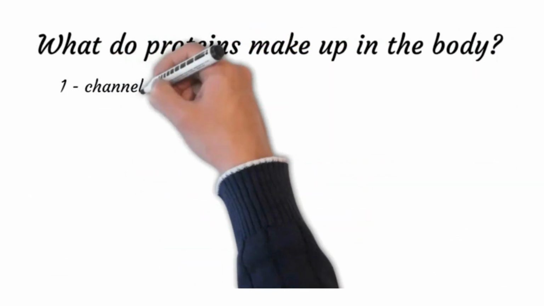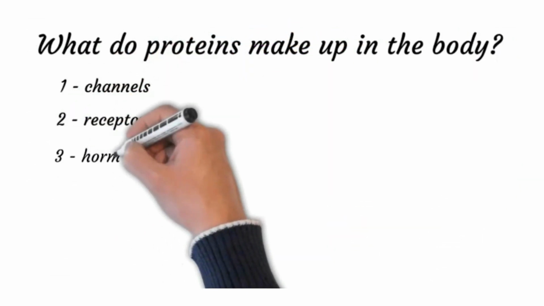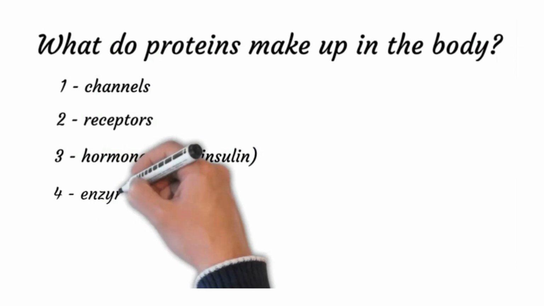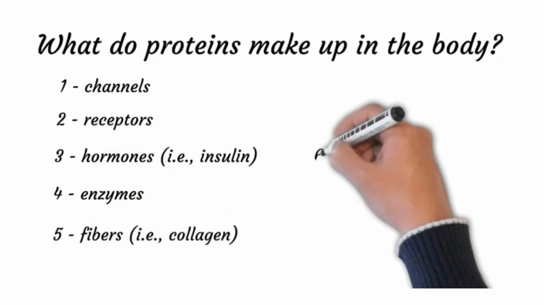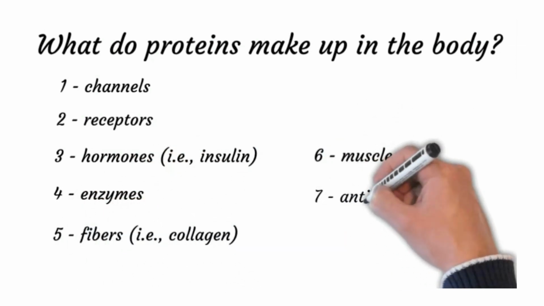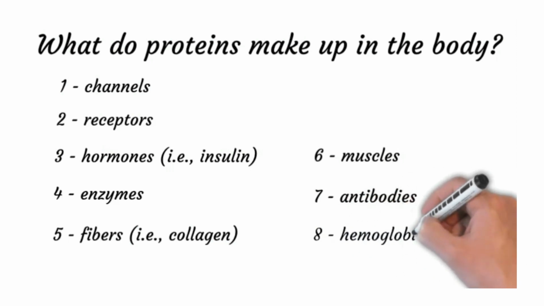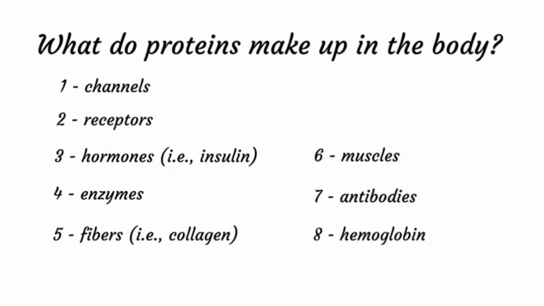And going back to the proteins, what do proteins make up in the body? They make up channels. And when I say channels, these channels are bound within plasma membranes, allowing things into and out of cells. Receptors we talked about are on the periphery of cells, allowing things like hormones and neurotransmitters and other signaling molecules to bind to cells.